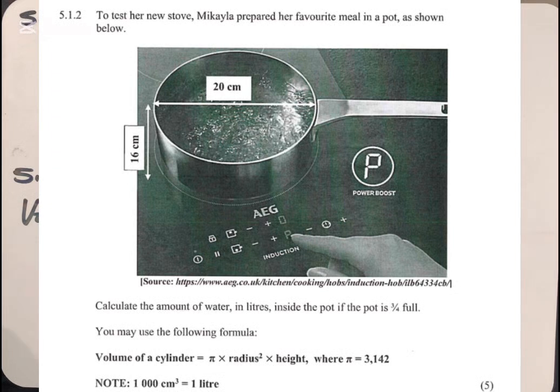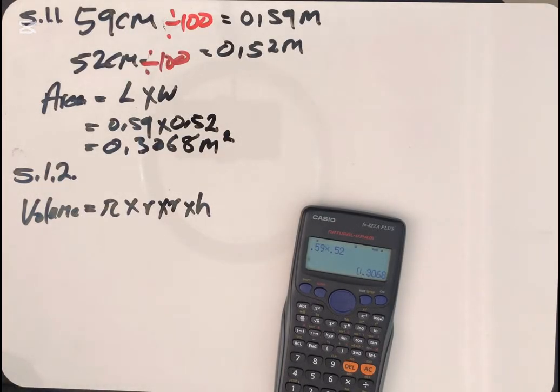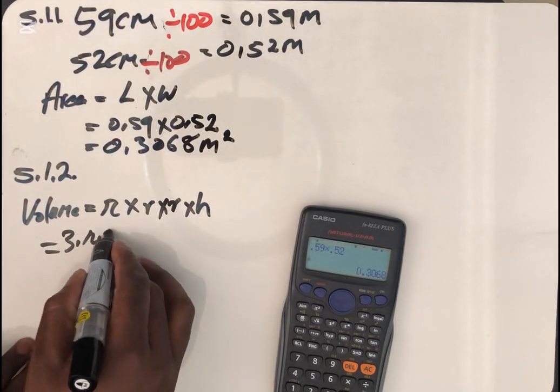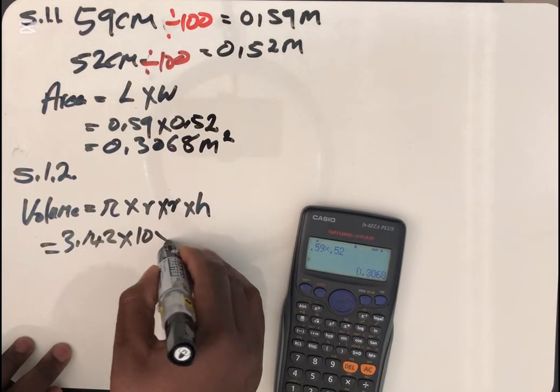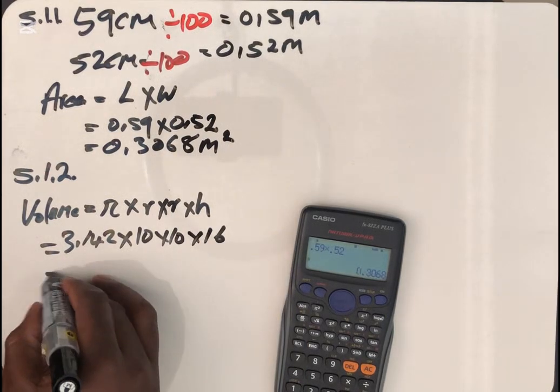I've changed radius squared to be radius multiplied by radius because I know most of the time when we deal with radius squared, it confuses us. So we rather extend it to be radius multiplied by radius, which will give us 3.142 pi. Radius, we know that radius is half of a diameter. In this case, our diameter is 20. What is 20 divided by 2? It is 10. We're going to have 10 multiplied by 10 multiplied by height, which is 16.